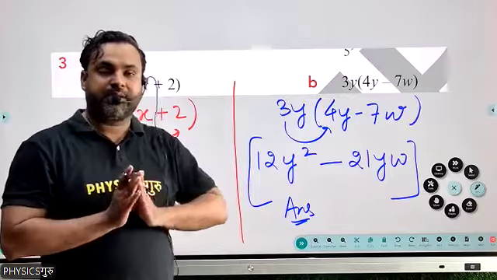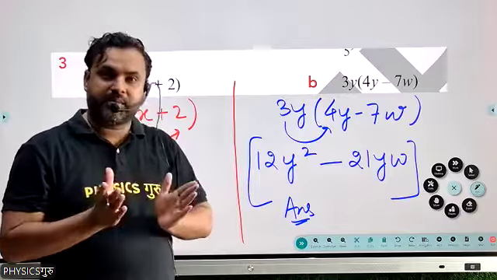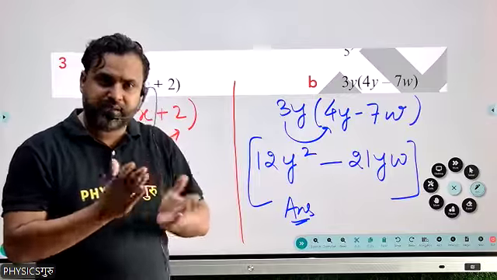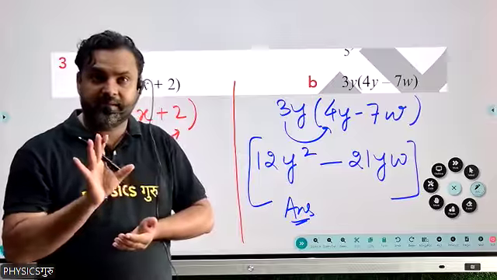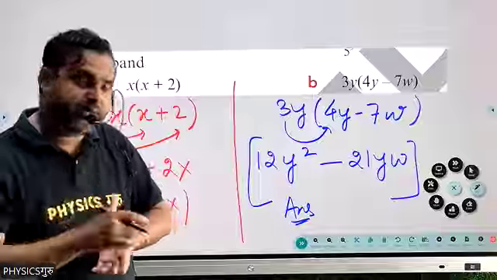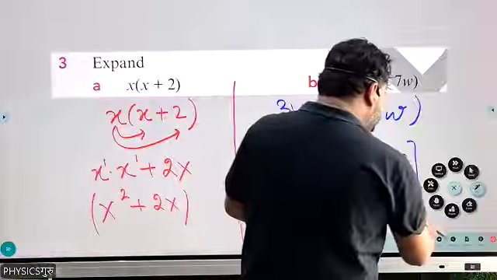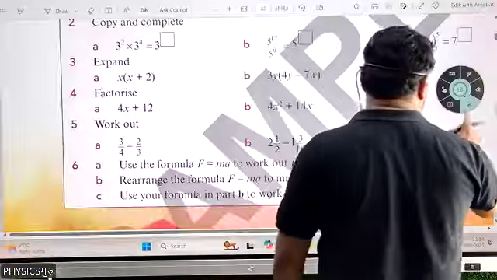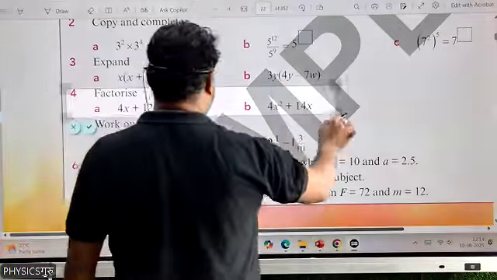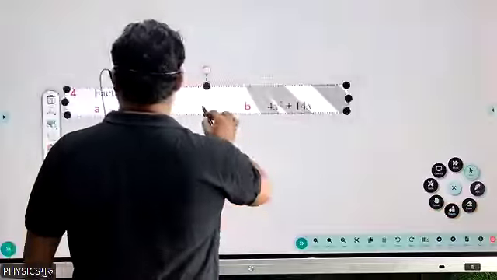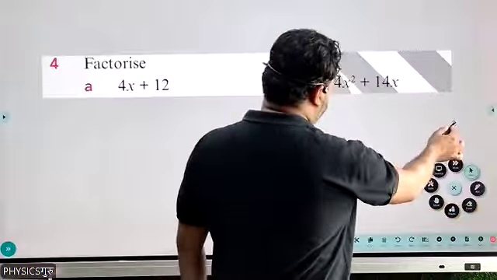So whenever in the question they ask you to expand, simply open the bracket, multiply, use the identities, right? Use the laws, you'll get the required answer. Next variety of question. Question number 4, factorize. Question number 4 is quite an interesting one. Factorize.